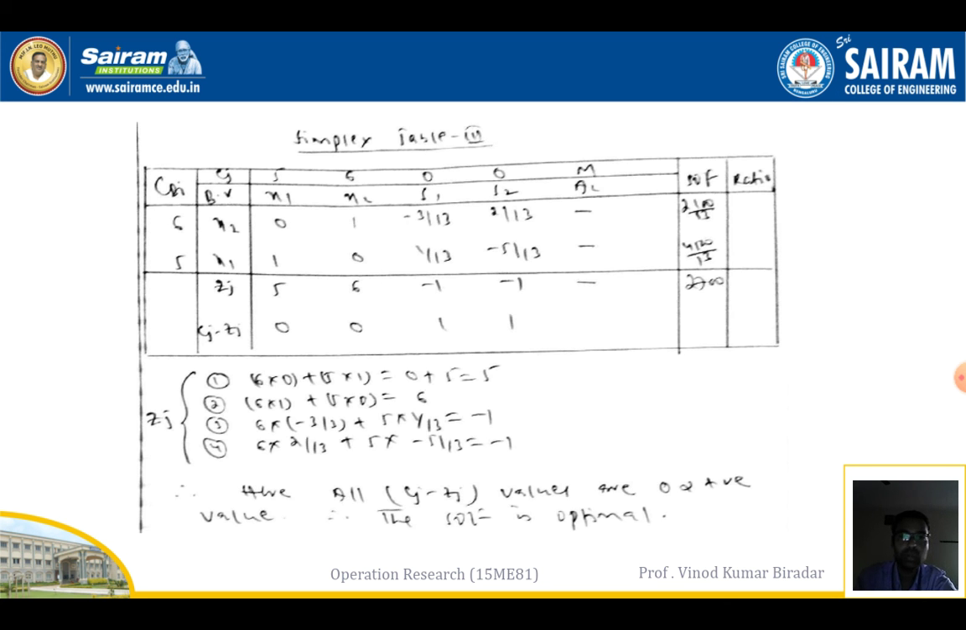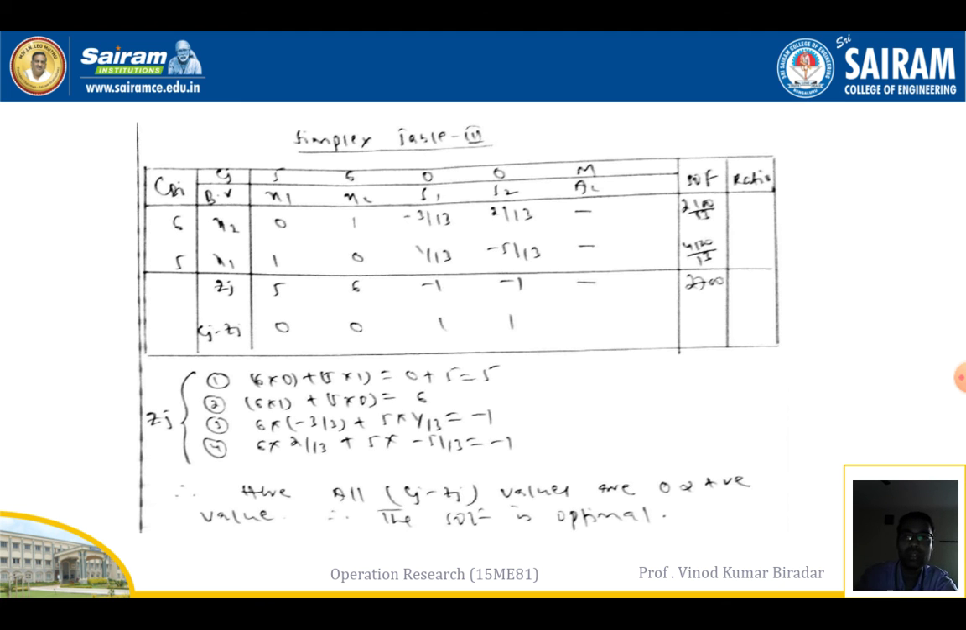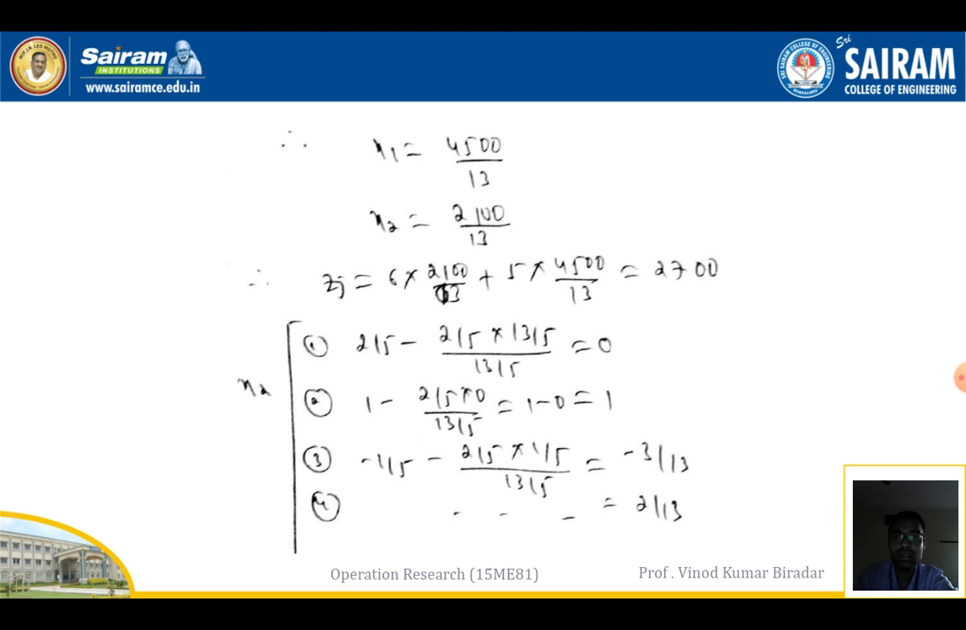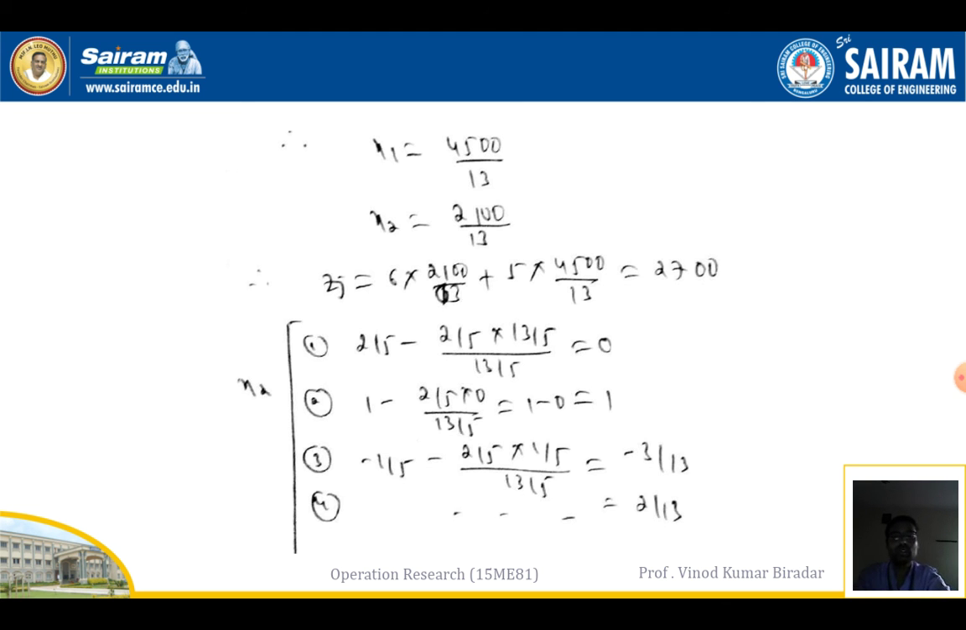How did we get 2700? I wrote here z is equal to same this into this plus 5 into 4500 divided by 13, you get 2700. So at this condition the solution is optimal. This is about the procedure for solving the big M method. The procedure is the same, but the beginning is just a little different. I hope you understand this.